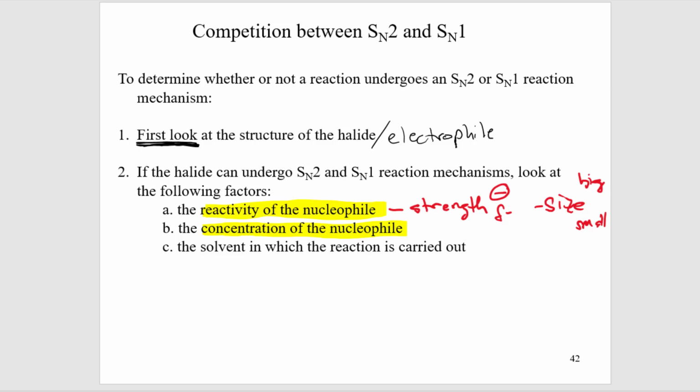And also the solvent in which the reaction is carried out. I think solvent effects and the type of nucleophile are the things that I would shoot for before anything else, after, of course, looking at your electrophile. But are you dealing with a protic solvent, which favors SN1? Or are you dealing with an aprotic solvent, polar aprotic solvent, which favors SN2?